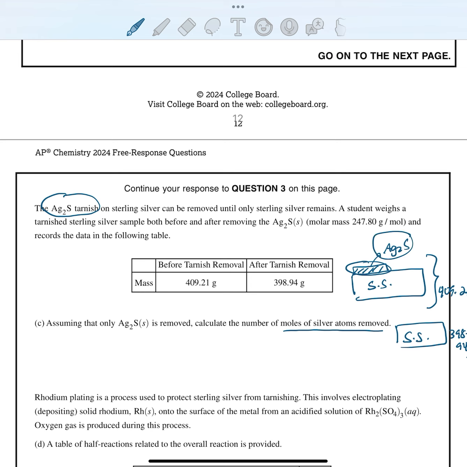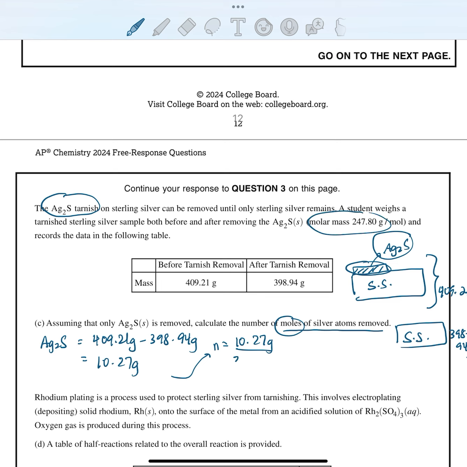So let's write it down over here. I'm going to say that the mass of silver sulfide removed is 409.21 grams minus 398.94 grams. So I removed a mass of the silver sulfide as 10.27 grams. Okay, but again, I want this in moles. So I'm going to convert this to moles using, again, I like to use the formula. So we're going to say n equals m over M. Now, the molar mass of the silver sulfide is given to me in this question.